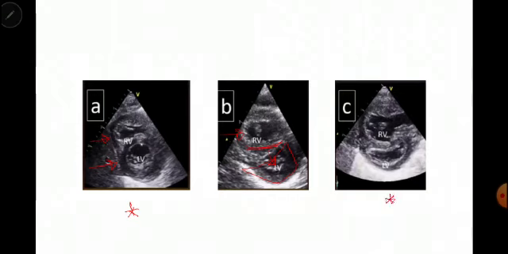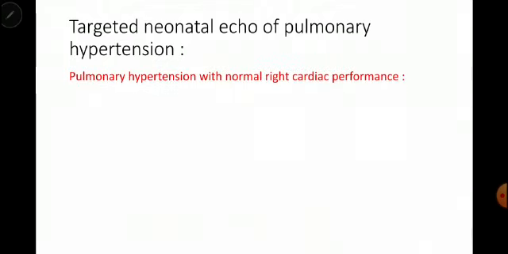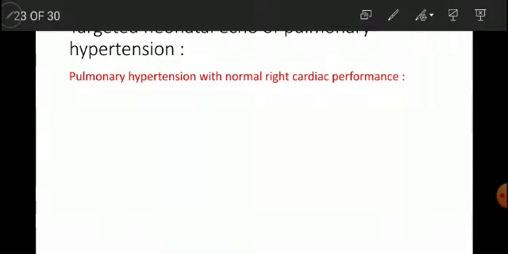In case of severe pulmonary hypertension, now the right ventricle is larger than the left ventricle, and the left ventricle is semilunar in shape. So this is severe pulmonary hypertension because the right ventricle is larger and is the dominant, and this is suprasystemic pulmonary hypertension. So in neonatal echo for pulmonary hypertension, we need different markers. We can't diagnose pulmonary hypertension from a single marker from the echo, but we need more than one marker. So we classify it as pulmonary hypertension with normal right cardiac performance.